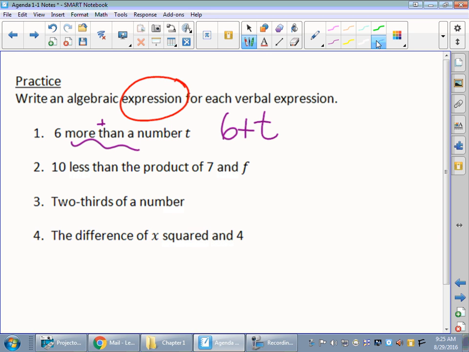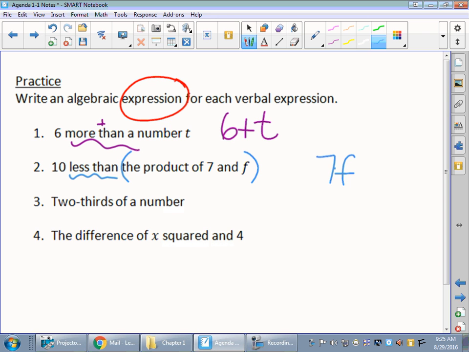10 less than the product of 7 and f. Well, what does less than imply to you? So you've got to kind of look for these clue words first. 10 less than the product of something else. So the product of 7 and f, that's easy, right? 7 and f, or 7 times f. If you want to put the times dot in between there, feel free. I never will, except for right there.